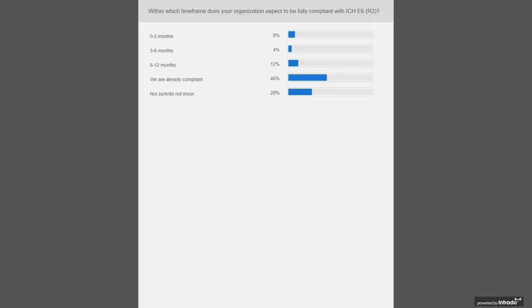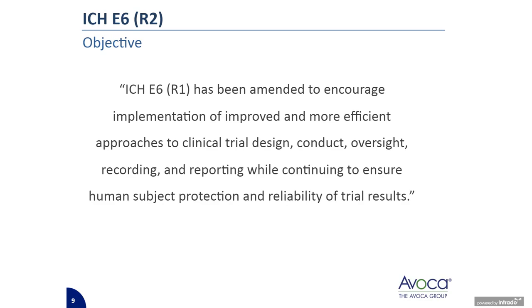Okay, and as you can probably see there, it's quite a few of you actually. 50% are already compliant. 28% are not sure or do not know, and then 9% in the next 6 to 12 months, and 3 to 6 months, just 1%, and 0 to 3 months, 9%. So quite a significant proportion of you are close, if not already compliant, and the remainder are not sure or do not know, which I would have to say is concerning.